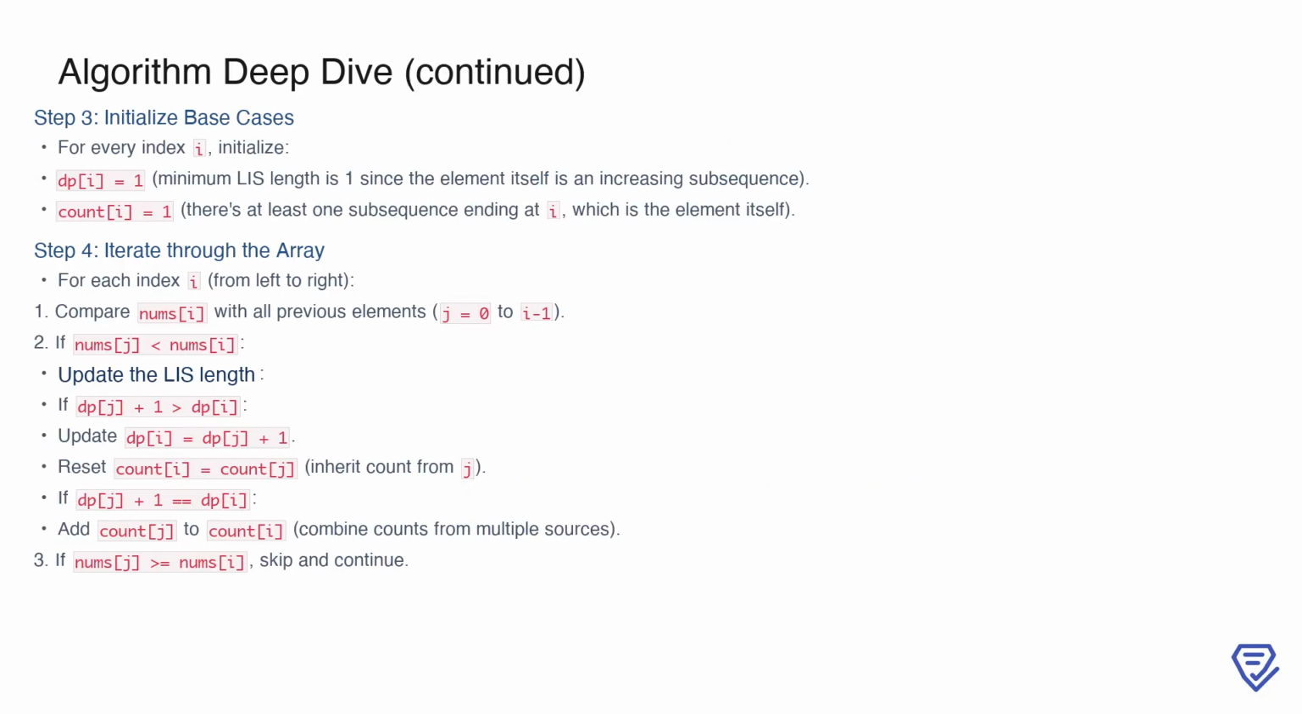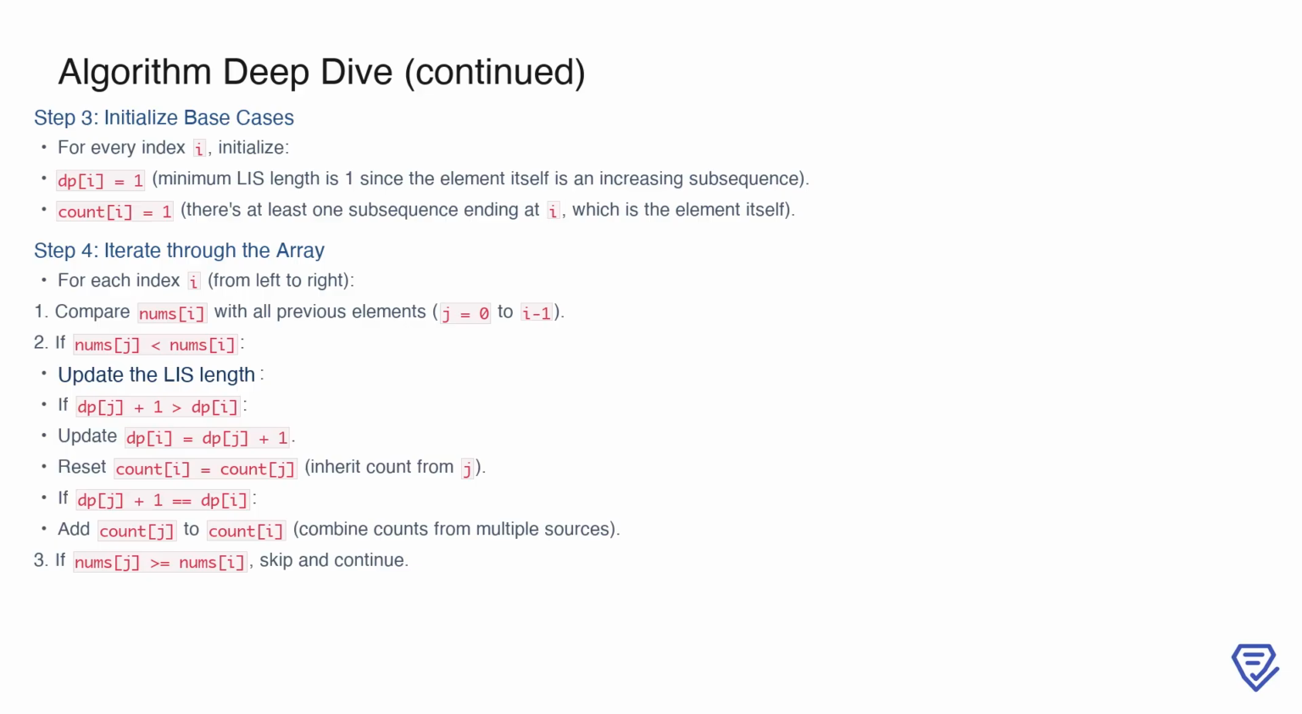To implement the algorithm, we start by initializing the base cases. For every index i in the array, we set dp[i] to 1, because the minimum length of an increasing subsequence at any index is 1, consisting of the element itself. Similarly, we set count[i] to 1, as there is at least one subsequence ending at i, which is the element itself. Once the base cases are set, we iterate through the array from left to right.